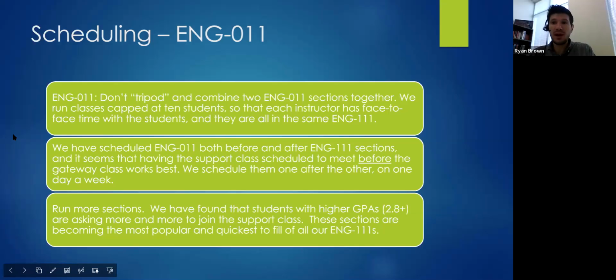So we talked pedagogy, we talked best practices. Last, we're going to look at scheduling. And when it comes to scheduling English 011 at South Piedmont Community College, the primary thing that I know the chair, Mr. John Muir, has done, is don't tripod and combine two English 011 sections together. We have caps of 10 students for our English 011 courses.